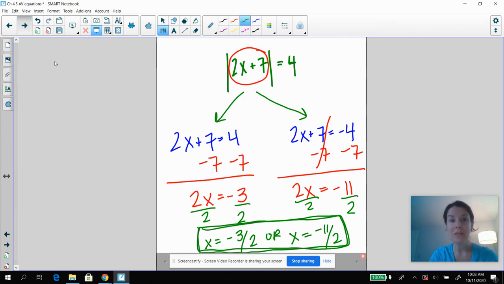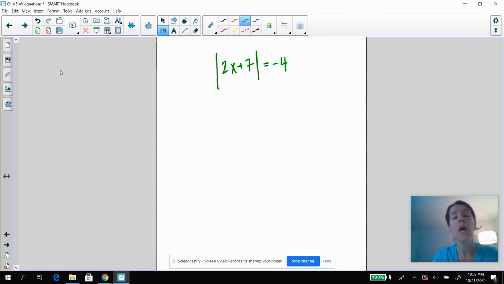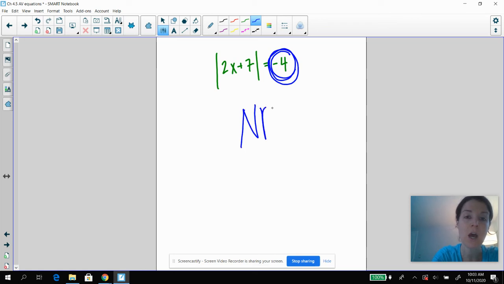Keeping that in mind, what about this one? Can you solve this problem? No, the answer is no. Why? Because something that is inside the pipes, if it comes out, it can never be equal to a negative number. So this is going to be no real solution. Remember our side note from a few slides earlier? This is it. Whatever comes out of the pipes can never be negative.